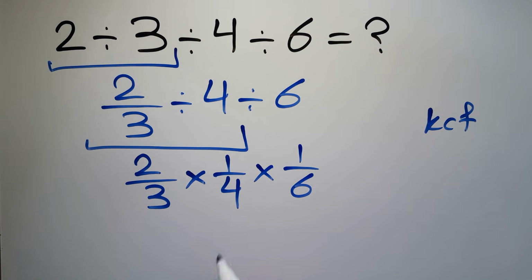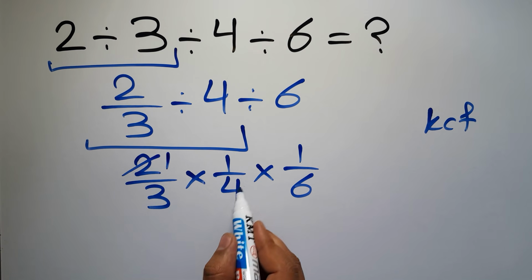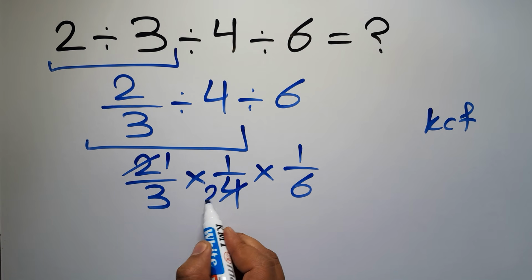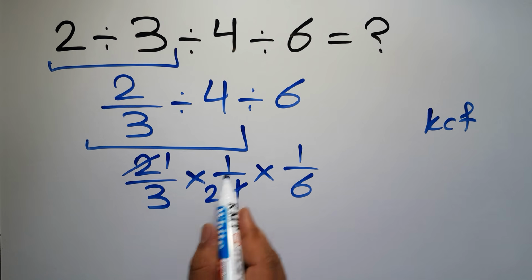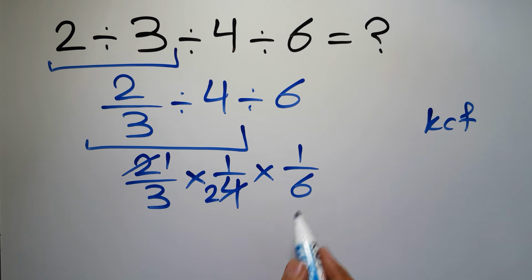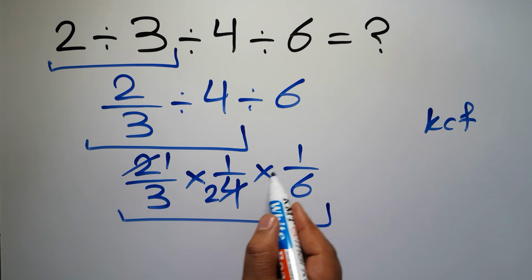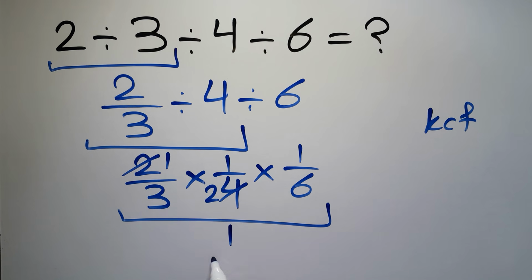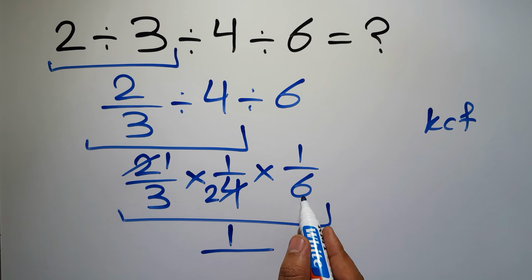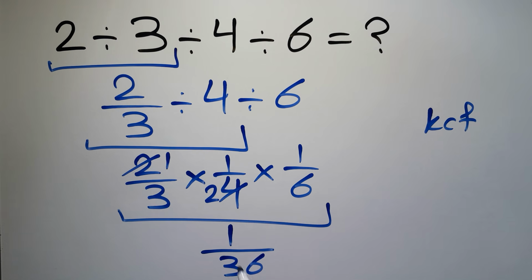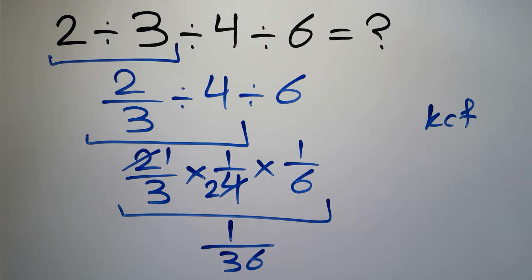Okay, now 2 divided by 2 gives us 1, and 4 divided by 2 equals 2. 1 over 3 times 1 over 2 times 1 over 6, which equals 1 times 1 times 1 gives us 1. So 1 over 3 times 2 equals 6. And 6 times 6 equals 36. So 1 over 36. And this is our final answer to this problem.